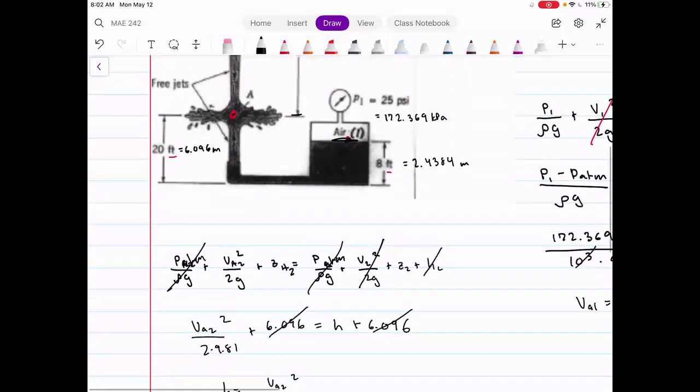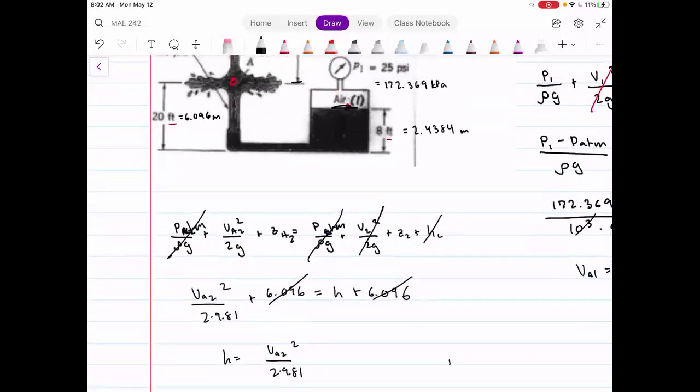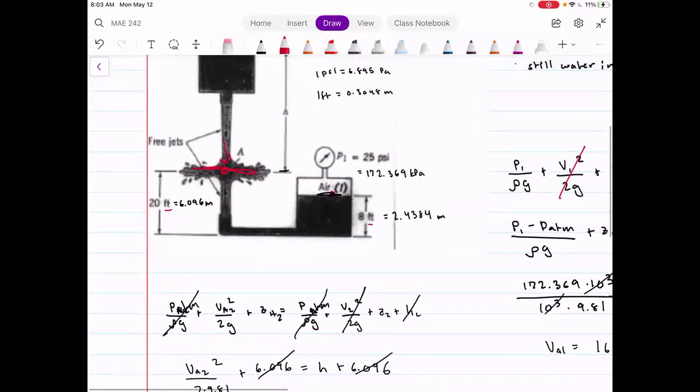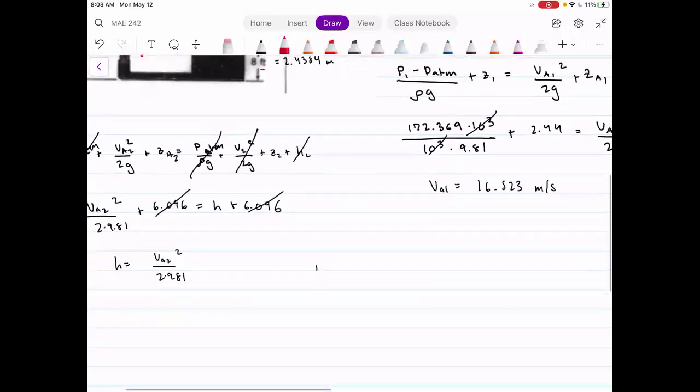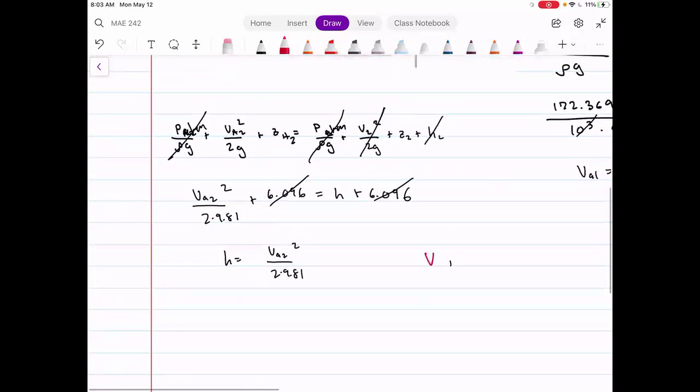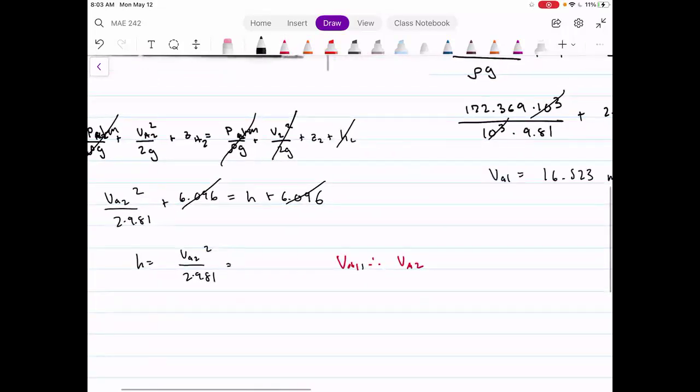Now that we have solved for H, we want to figure out what we can plug in for VA2, or the velocity at that stagnation point. Well, remembering that the net velocity at that stagnation point has to equal 0, right? These velocities are going to be equal and opposite. And in this case, this is our VA1, and this is our VA2, and they should be equal and opposite. So knowing that VA1 equals 16.523, that's going to be the exact same thing. We can say VA1 equals VA2 in this case. So we can go ahead and plug this in, and we'll have H equals 16.523 squared over 2 times 9.81.